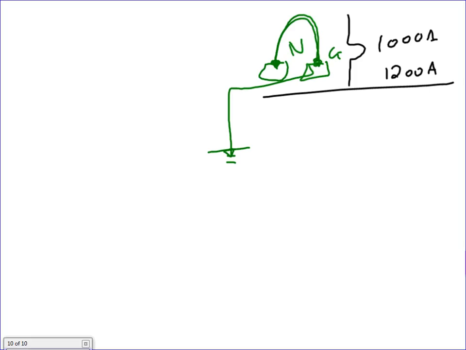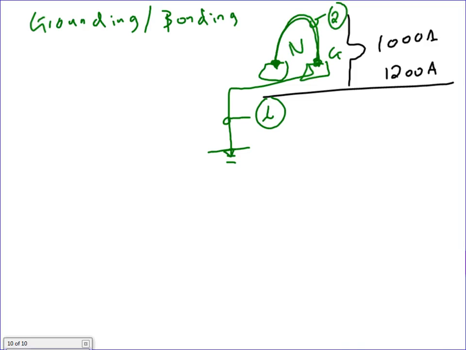Earth. So I'm going to call this one number 1, and I'm going to call this one 2. Okay, I'm sizing grounding and bonding now. And I want you to title this: grounding slash bonding for the system, for service equipment.